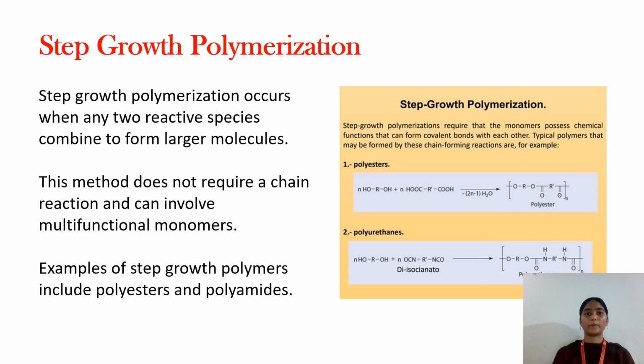Next, step growth polymerization. Step growth polymerization occurs when any two reactive species combine to form large molecules. This method does not require a chain reaction and can involve multifunctional monomers. Examples of step growth polymers include polyesters and polyamides.